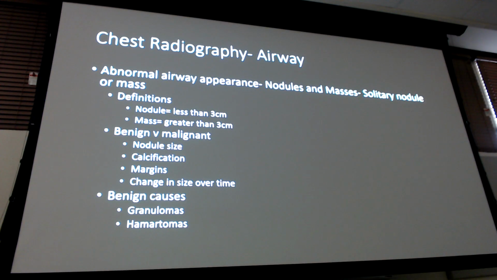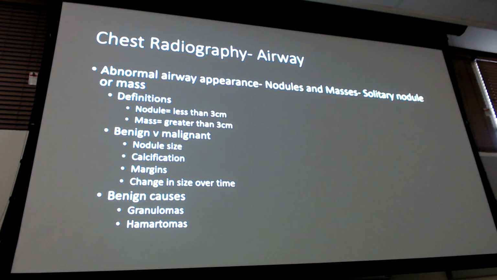So somebody always asks me, what happens if it's exactly 3 centimeters? I don't know, man, I pick one. I'd probably call it a mass because we're no longer less than, so 3 and up we'll say, right? But I'm not going to give you a 3 centimeter one on the test because that would be right in the middle. What do we use to determine benign versus malignant?